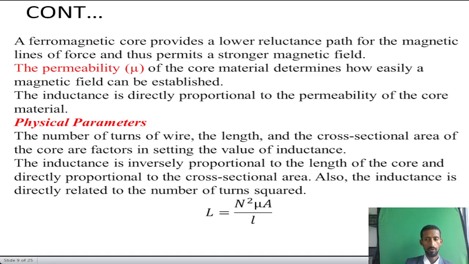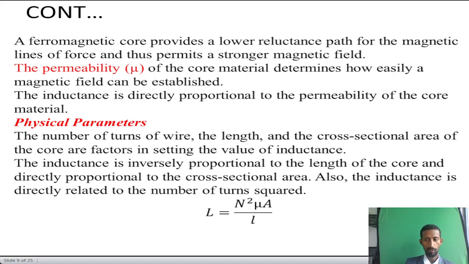A ferromagnetic core provides a lower reluctance. Reluctance is similar to resistance for current in an electric circuit, but here in a magnetic circuit, reluctance is related to resistance. If the resistance is lower, the current can easily flow. Likewise, if the reluctance of a material is small, the flux can easily flow inside that magnetic material. So a ferromagnetic core provides a lower reluctance path for the magnetic lines of force, or the flux, and thus permits a stronger magnetic field.